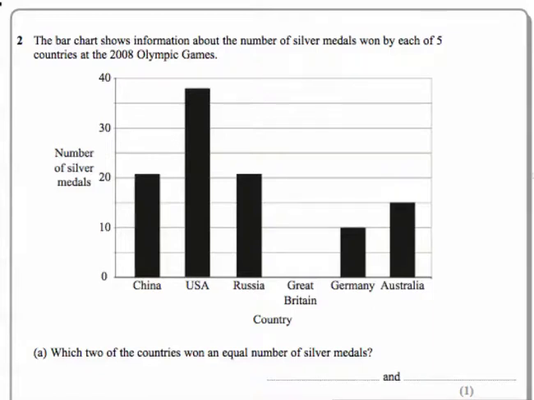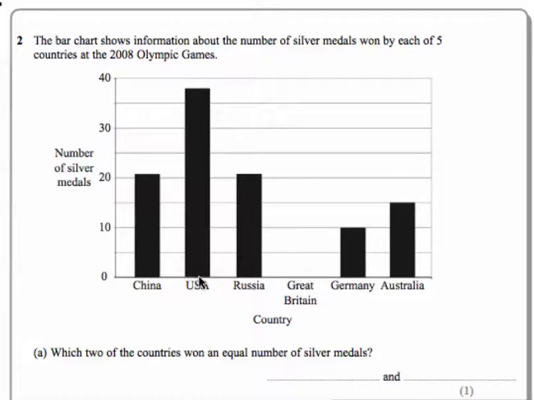Question 2. The bar chart shows information about the number of silver medals won by each of 5 countries at the 2008 Olympic Games. Okay, 5 countries: 1, 2, 3, 4, 5. So we've got the number of silver medals up here, and these are all the different countries. We can say, for instance, that China here has just over 20, so about 21 silver medals.